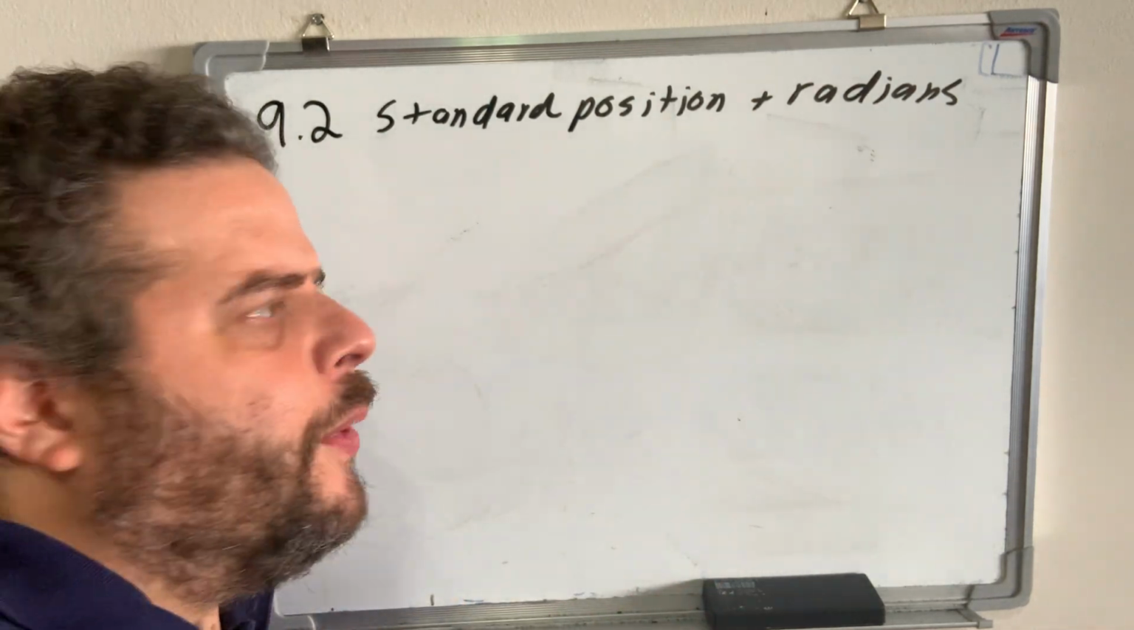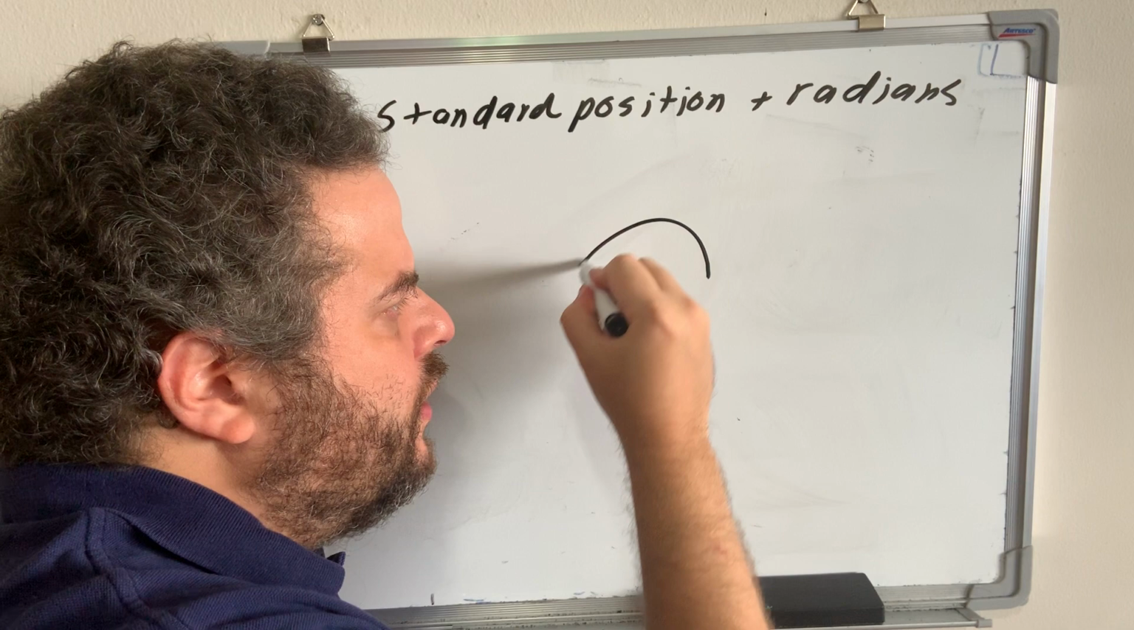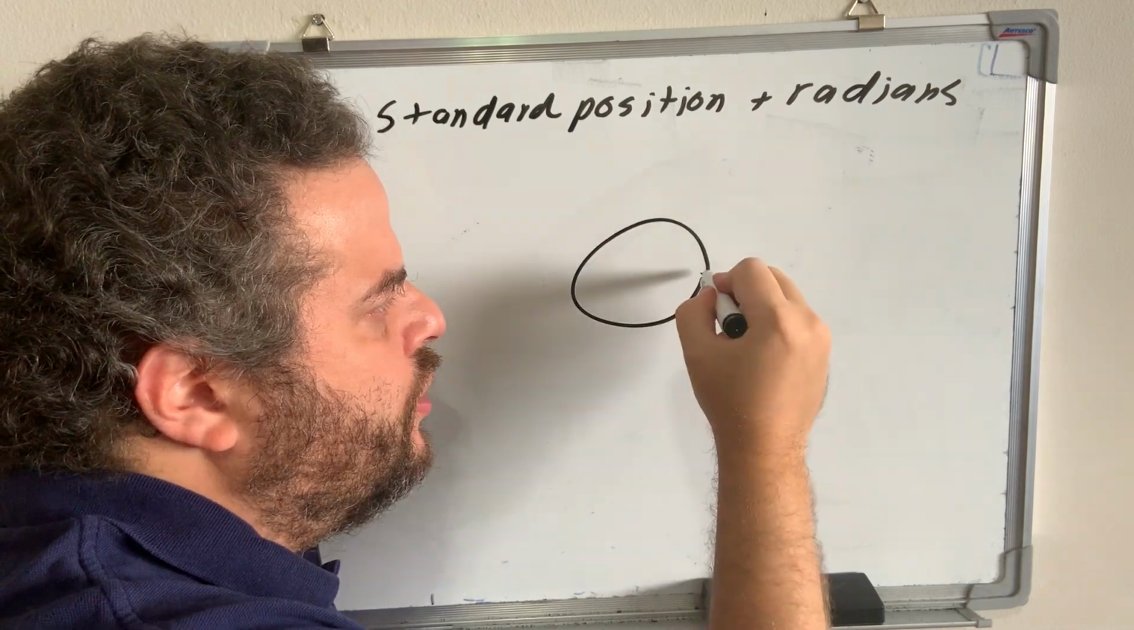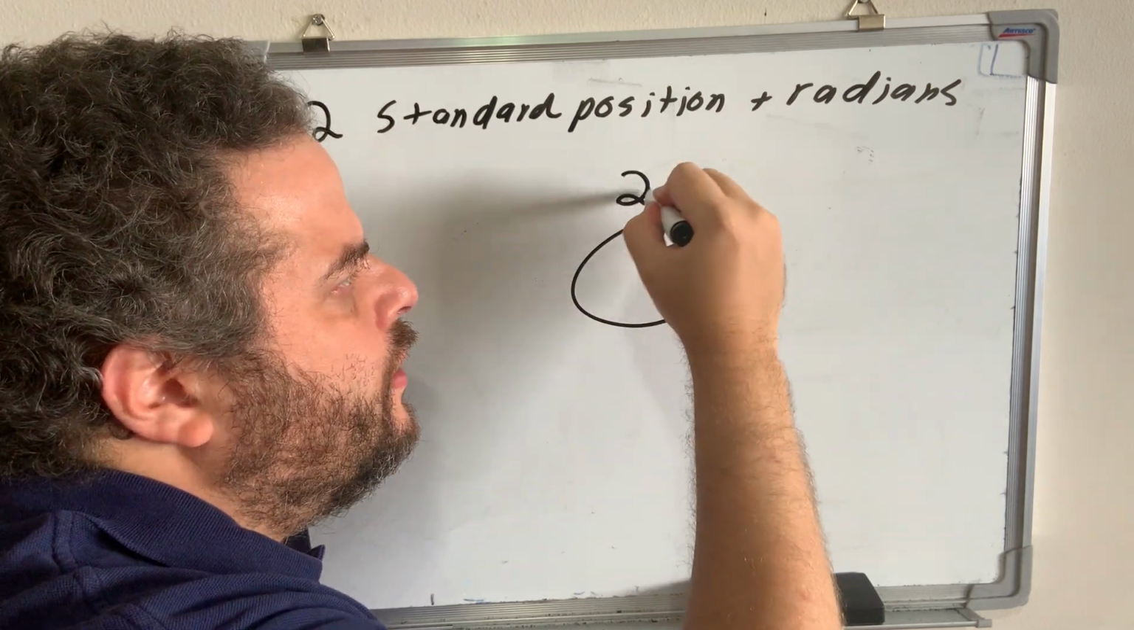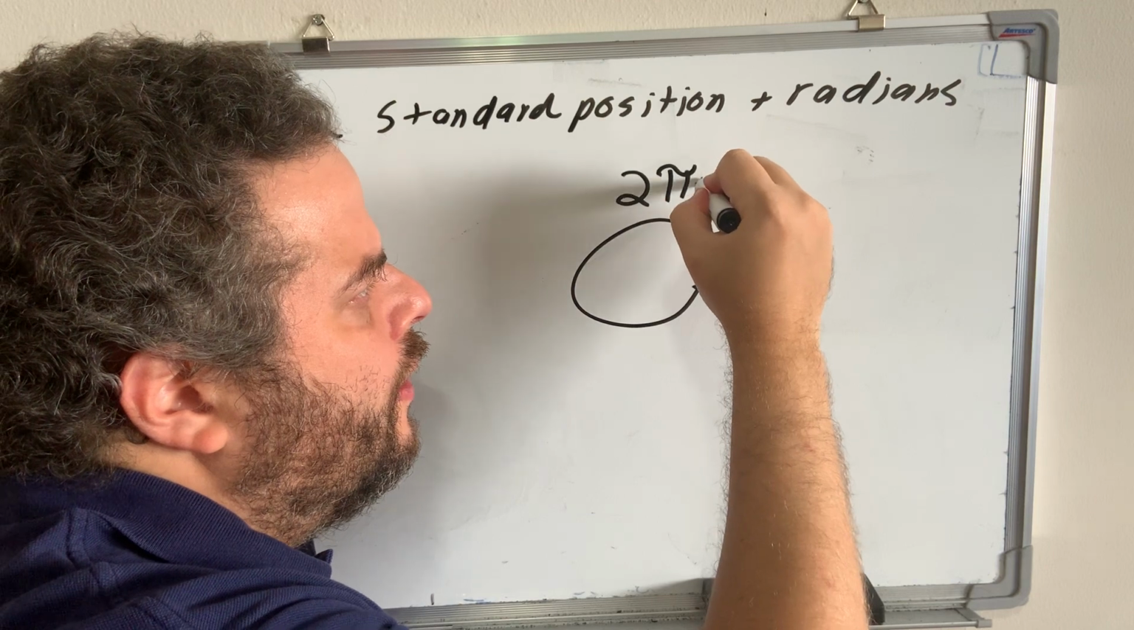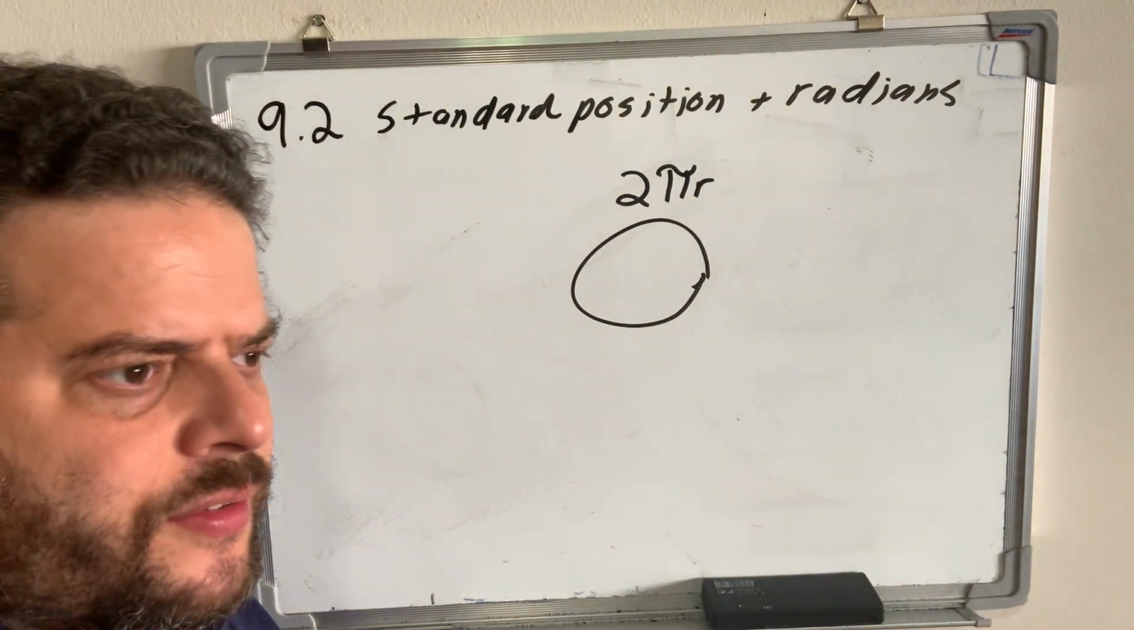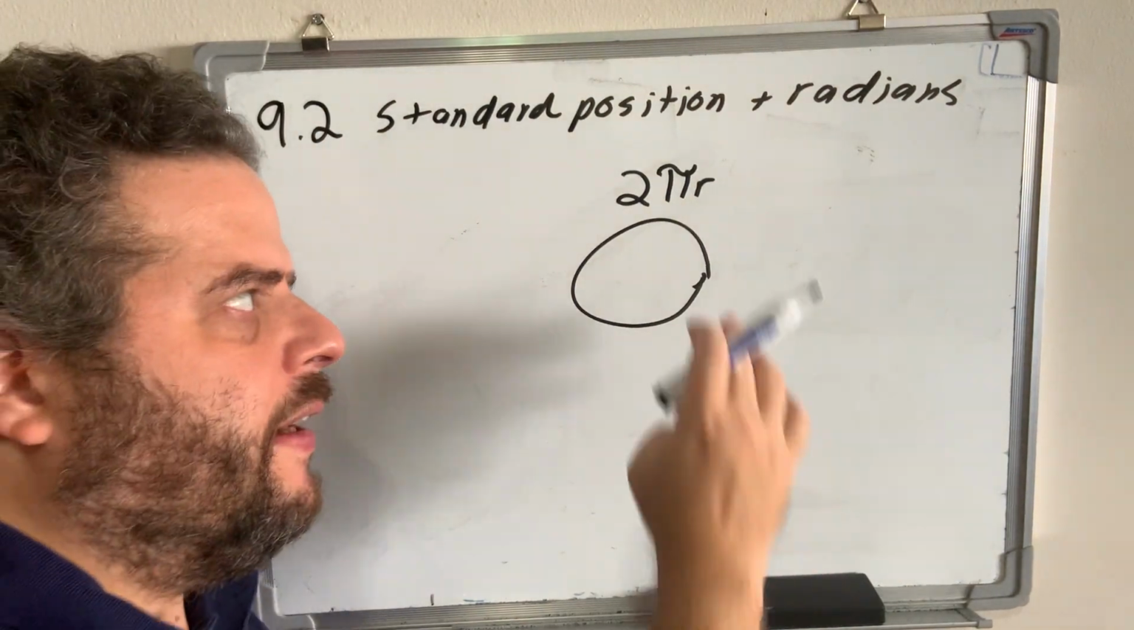But the basics of radians are, in one circle or one rotation, there will always be 2 pi r radians. You can just say 2 pi radians, pretty much.